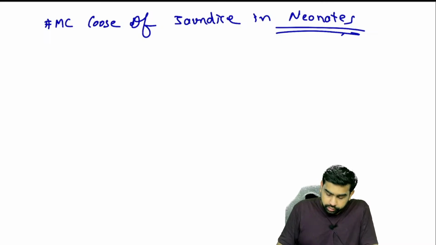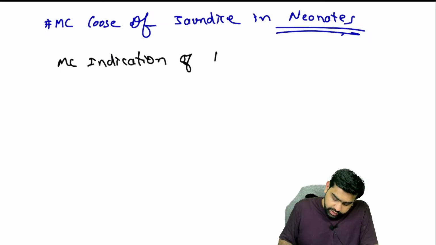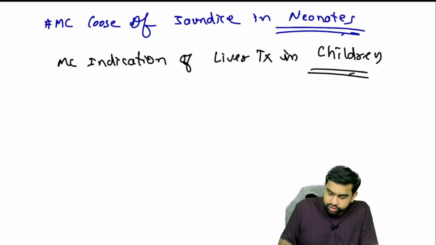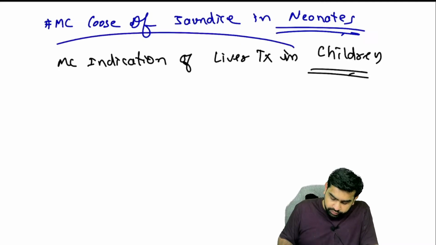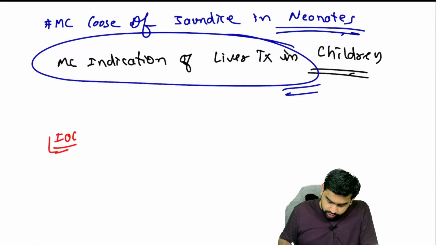Yes, so this is also the most common indication of liver transplant in children. Okay, in children, what is the most common indication of a liver transplant? It is basically your biliary atresia. I hope you are able to understand this point. Now, what you need to understand over here, what is the investigation of choice in these particular patients? The investigation of choice in these particular patients is an ultrasound.